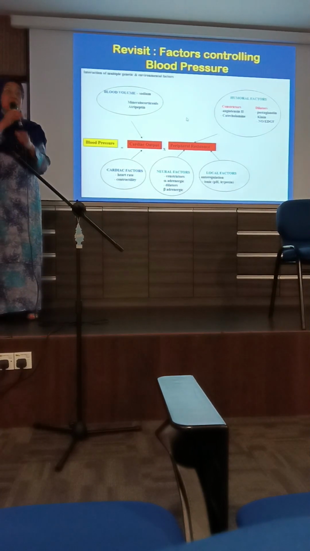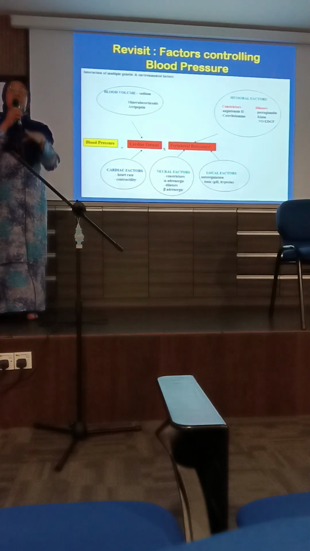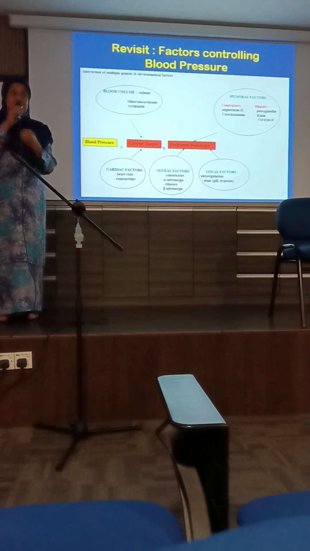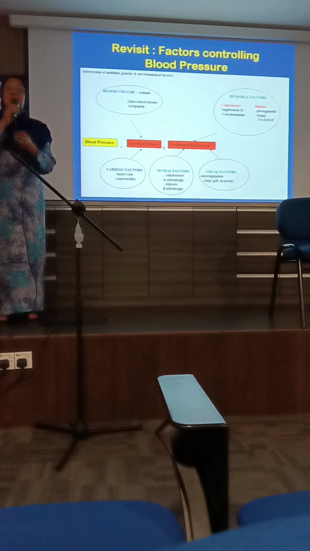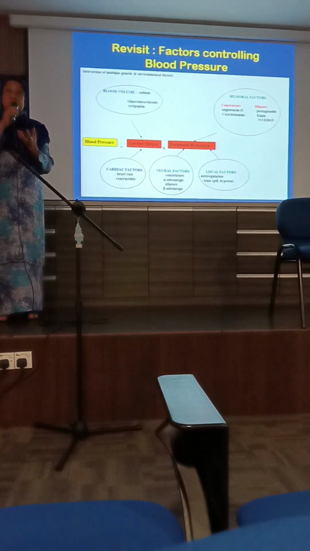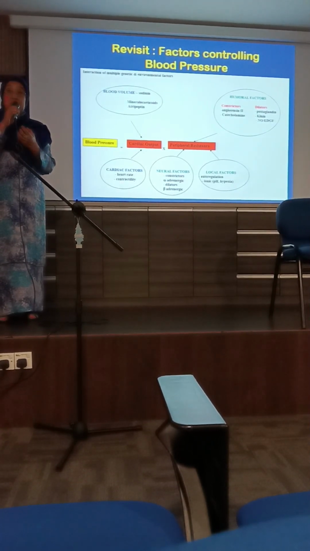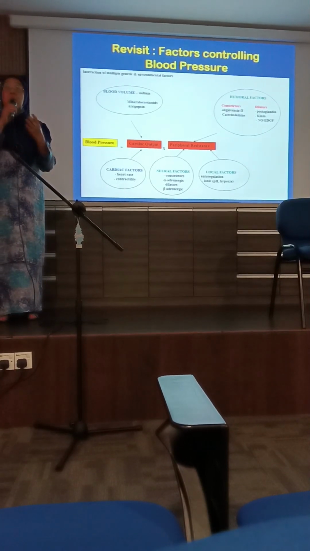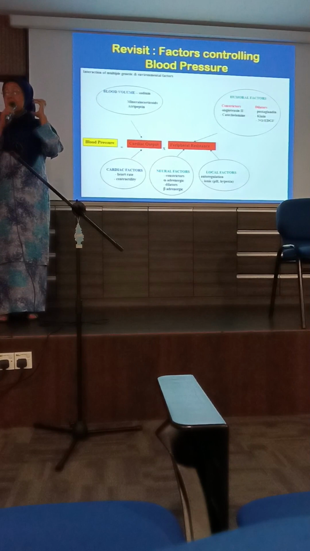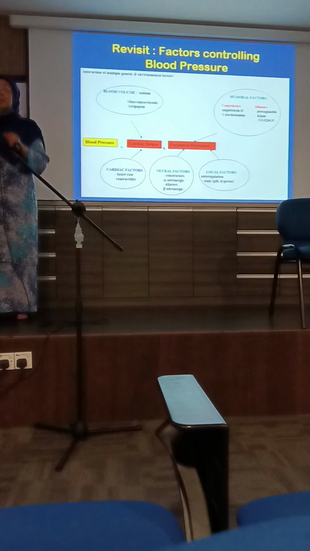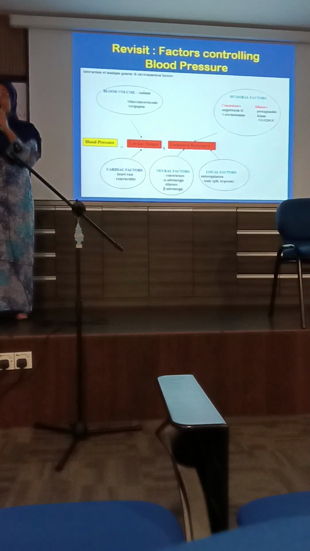Now, we revisit. In order for us to understand how an increase in blood pressure comes about, we have to understand the factors controlling blood pressure. And this you have done in physiology, right? What are the factors that control blood pressure? Cardiac output times peripheral resistance. Every time your heart pumps, during diastole, of course, the blood goes out.